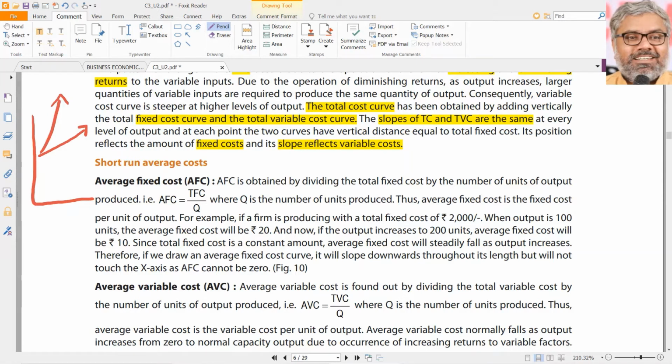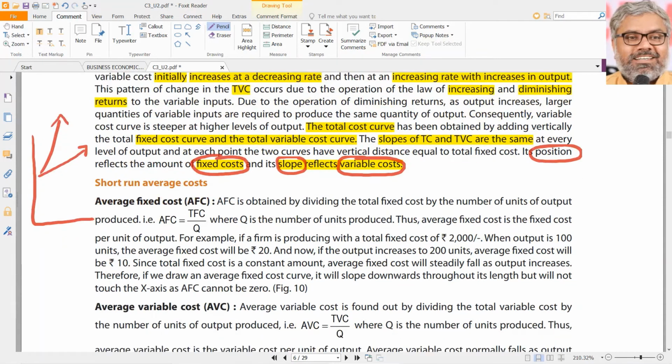the slope of the total cost curve reflects what? That reflects variable cost. And the position of the total cost curve reflects fixed cost. That is also two different points which can be asked as questions. Position means where it starts. Let us say it starts here, the total cost curve. If it is starting from here, this is telling about fixed cost.